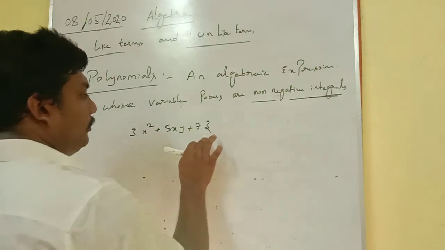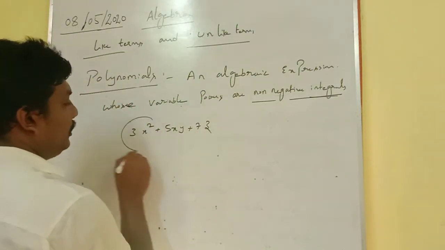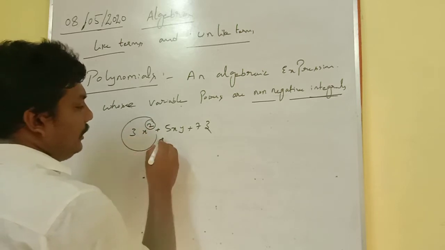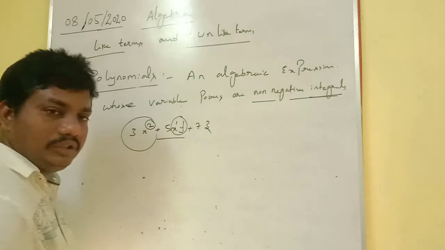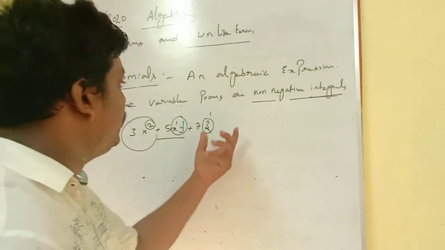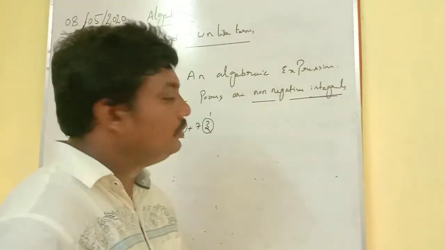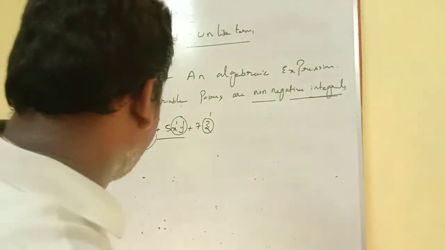Here this is a polynomial because this variable power is 2. This term has variable powers 1 and 1, so this is also positive, and z also has variable power 1, that's why it is also a positive value. So an expression whose variable powers are non-negative integrals is called a polynomial.